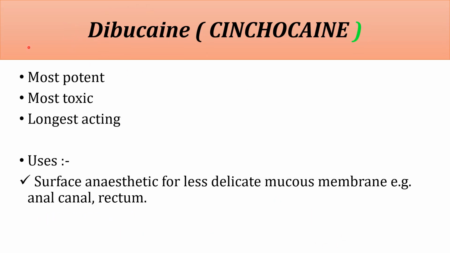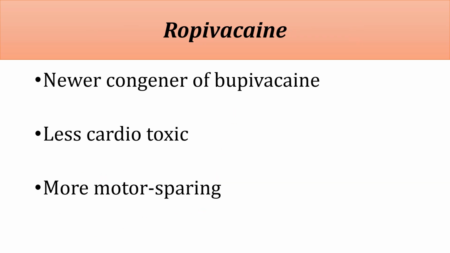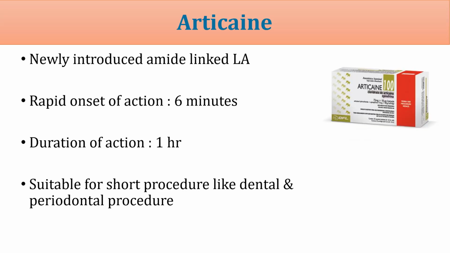Dibucaine is the most potent, most toxic and longest acting local anesthetic substance, and it is useful for surface anesthesia for less delicate mucous membrane like the anal canal and rectum, and it is rarely used for spinal anesthesia. Ropivacaine is a congener of bupivacaine, less cardiotoxic and a more motor sparing local anesthetic substance.